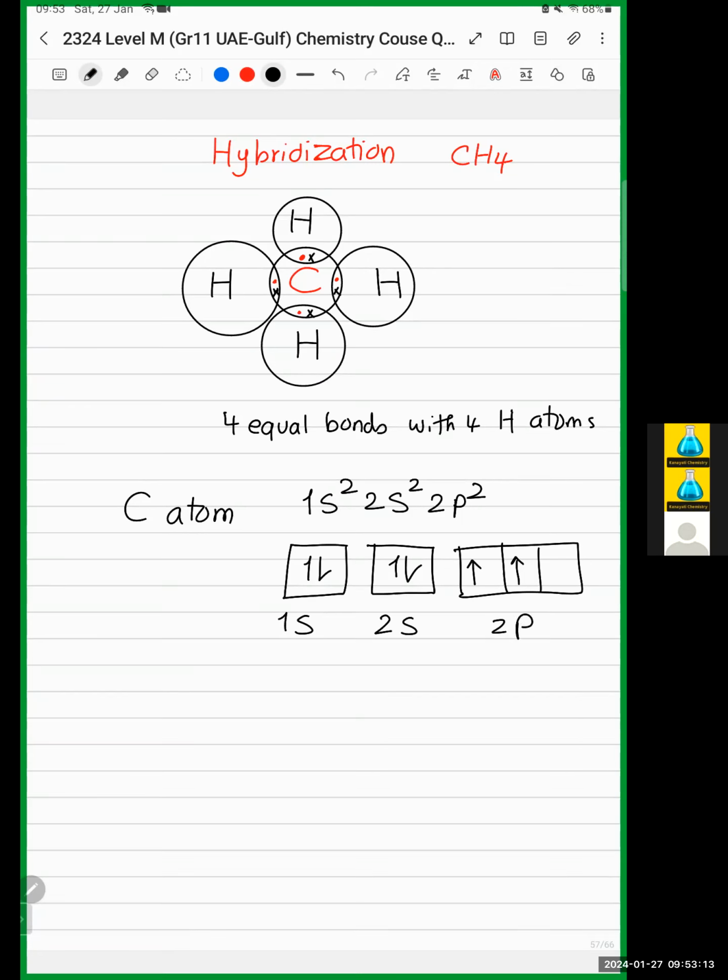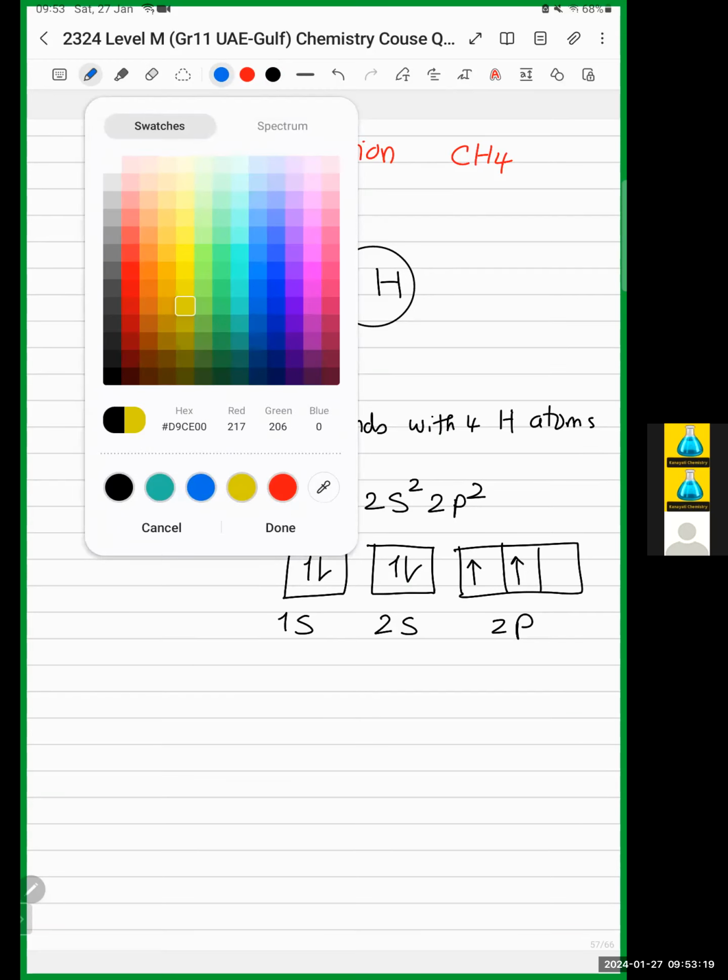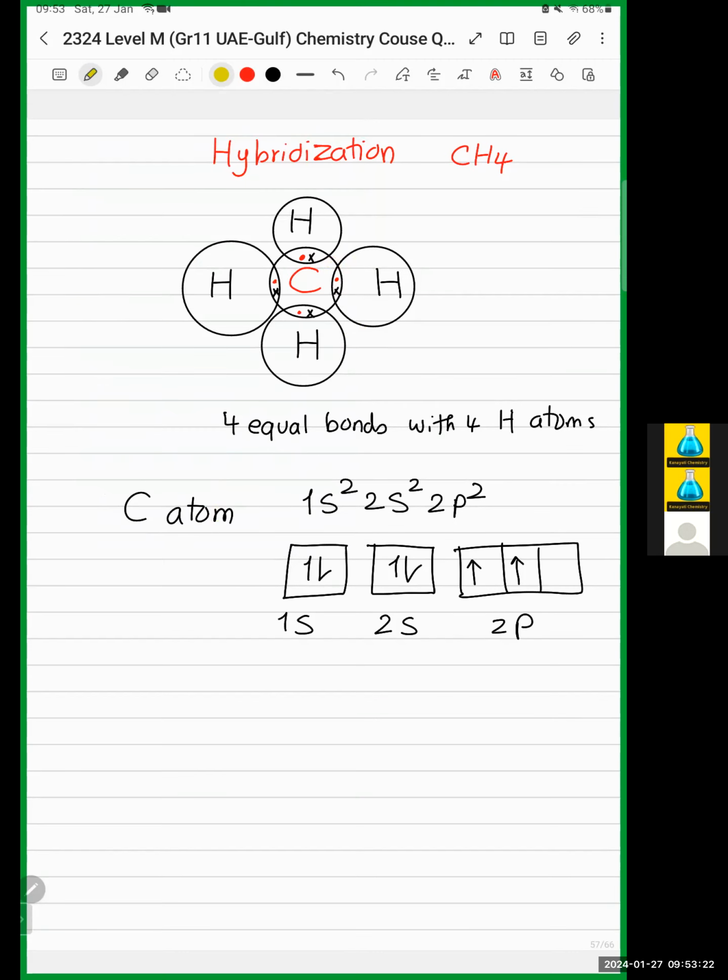So this is 1s, and this is 2s, and this is 2p. So where are the electrons that will be used to make the bonding? These are the electrons that will be used to make the bonding, 4 electrons. So again, the carbon needs to make 4 bonds. So where are the 4 electrons that will be used to make the 4 bonds? These are the 4 electrons. I will notice that these are 4 electrons, but they don't have the same energy. So if you want to make 4 bonds, you will use 1 electron from the 2p orbital, 1 electron from the 2p orbital, 1 electron from the 2s, and 1 electron from the 2s.